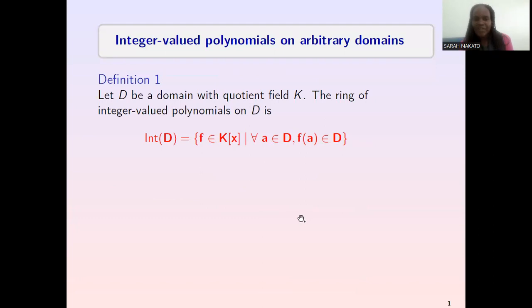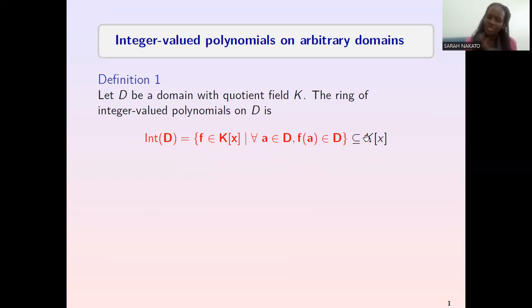So our integer valued polynomials can be defined on arbitrary domains. In particular, if we have a domain D with quotient field K, what we call the ring of integer valued polynomials on D, which we denote by Int(D), consists of polynomials with coefficients from K that map D to D. When the inputs are elements of D, the output should be in D. So that is Int(D). It's a subring of K[x] in particular.